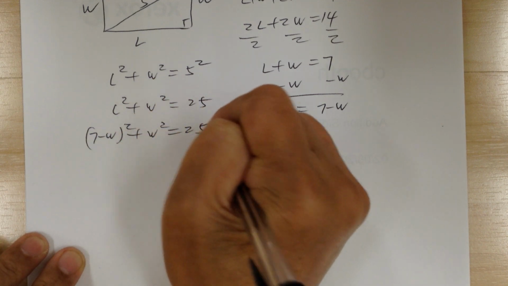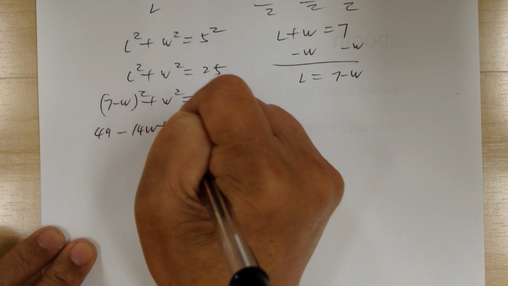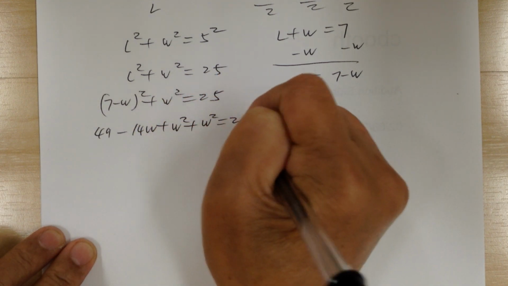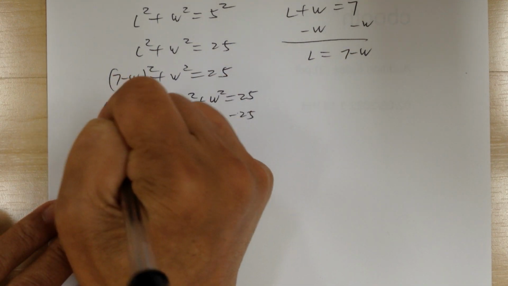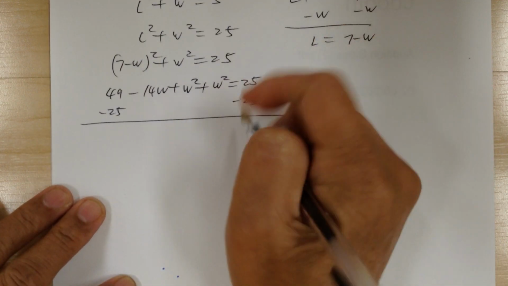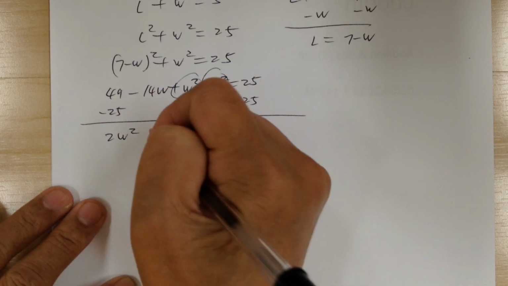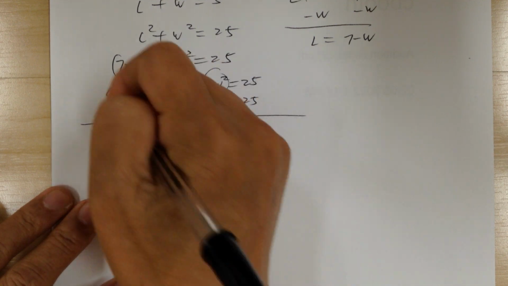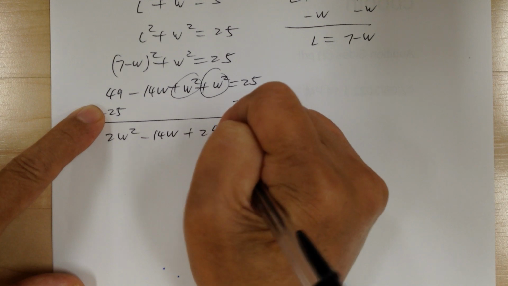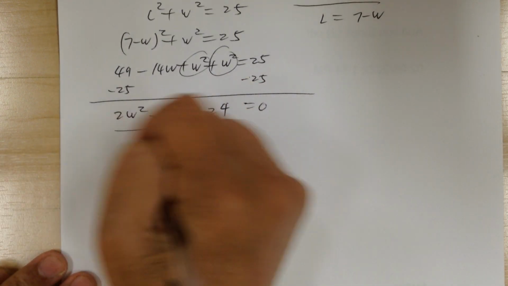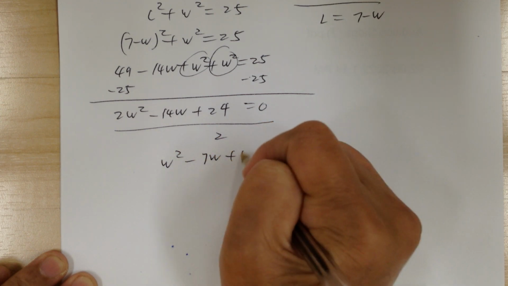And work it out. So you got 49 minus 14W plus W squared plus W squared equal to 25. Okay, so minus 25 on both sides to make equal to 0. And I'm going to rearrange things. So you got 2W squared minus 14W, and this will give me plus 24. And I'm going to divide it by 2 to lower my number so it's easier to factor.